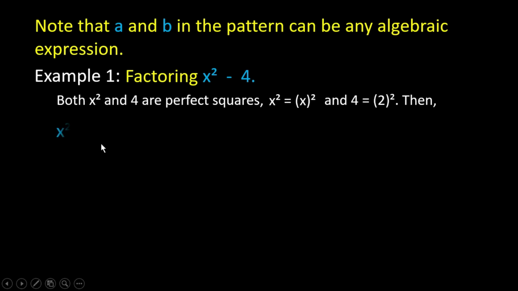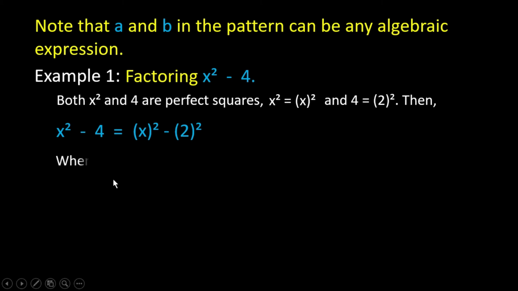Then, itong x squared minus 4 ngayon ay pwede nating isulat as x to the 2 minus 2 to the 2. Di ba? So, ang point lang natin dito guys is makuha natin yung value ng A at saka B. So nakikita nyo na dito guys kung ano yung value ng A at saka B. Kasi pag nakuha natin yung value ng A at saka B, pwede na natin gamitin yung pattern na pinakita ko sa inyo kanina.